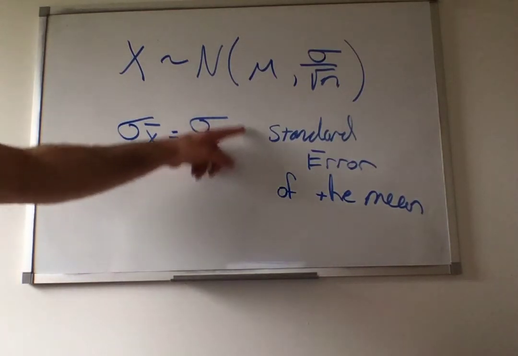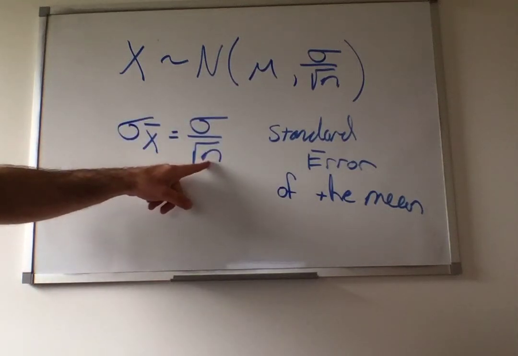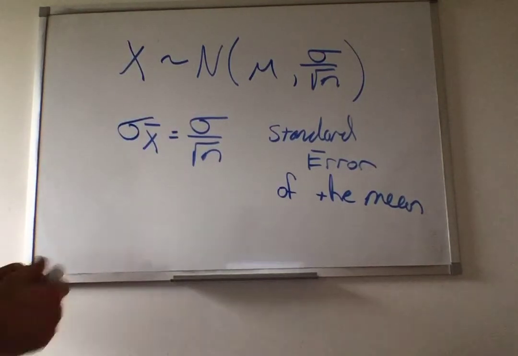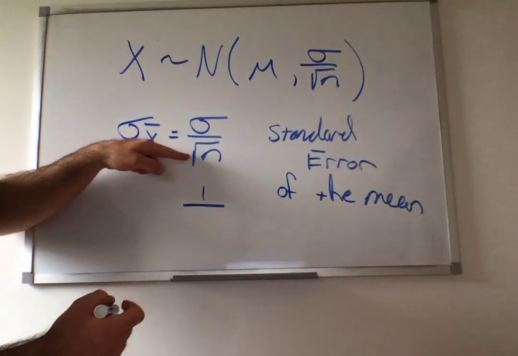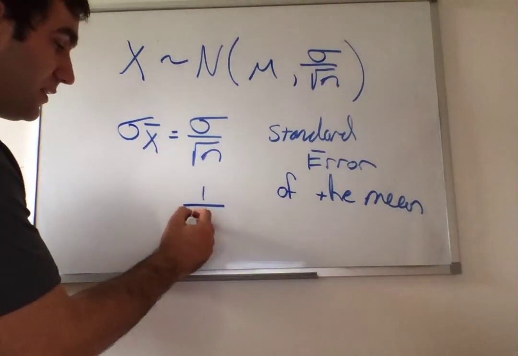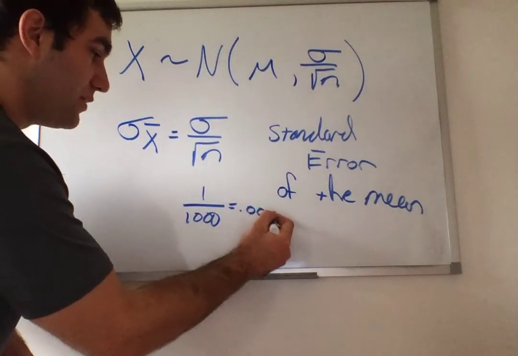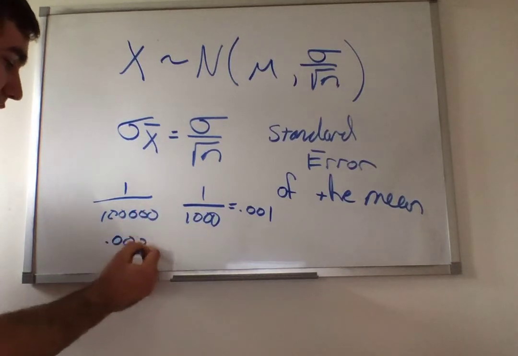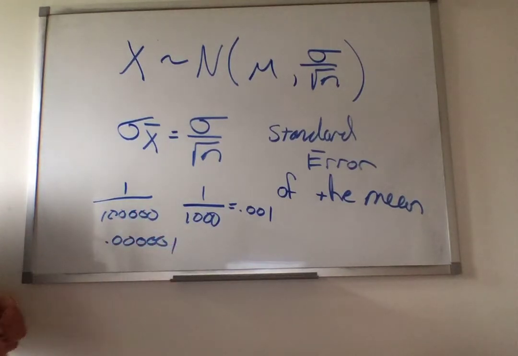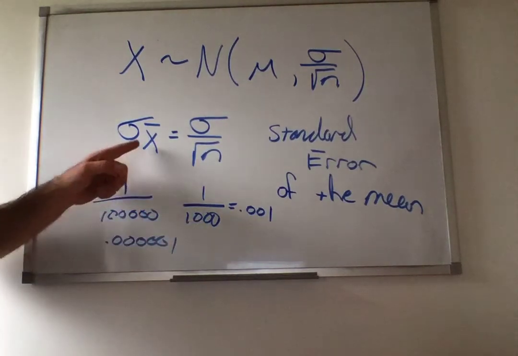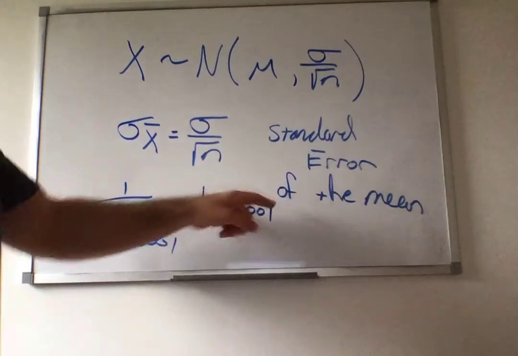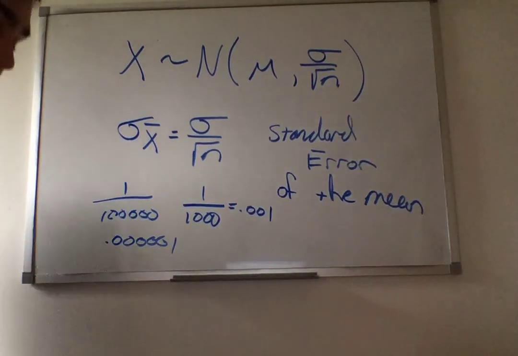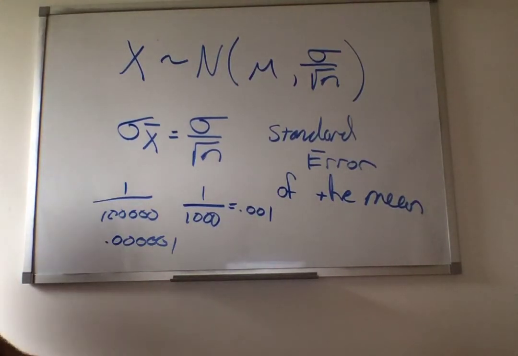And if we look at this formula right here, if n keeps getting bigger and bigger, let's say for argument's sake, sigma is equal to 1, divided by, if n is 1,000, this is 0.001. If it's a million, it's 0.000001. So as this number gets bigger, the standard deviation, or the standard error of the mean, gets smaller. It gets closer and closer to 0. And that's what you should expect when you get closer and closer to having a sample size equal to the population.